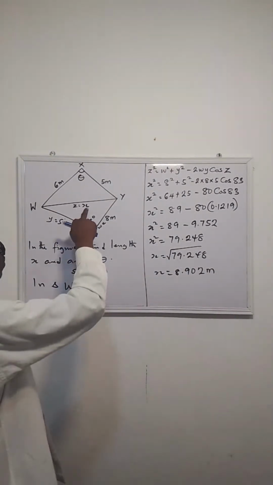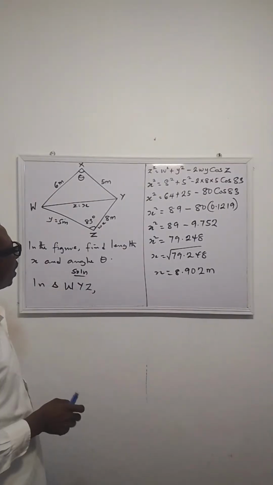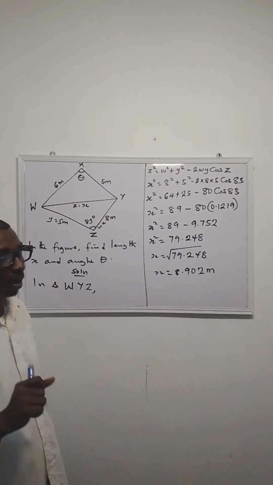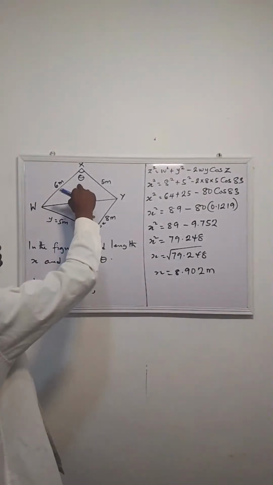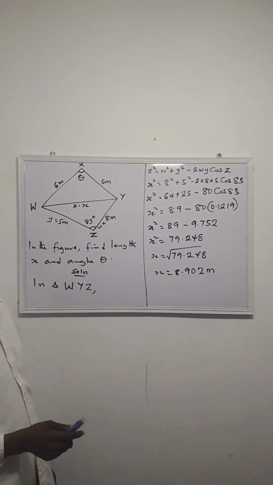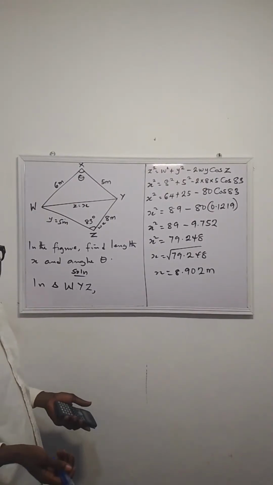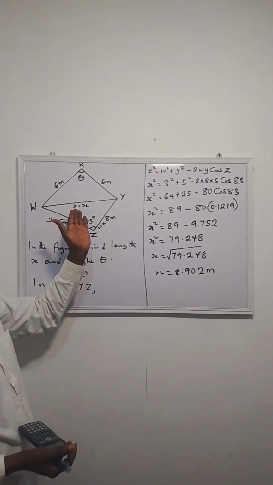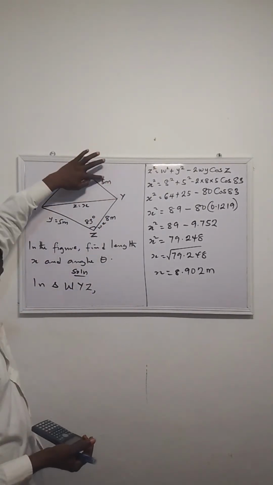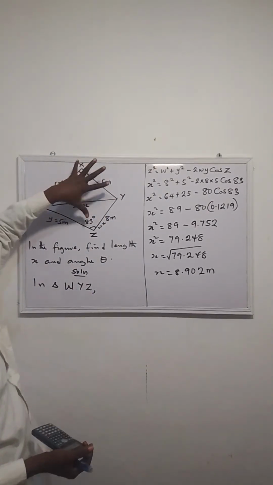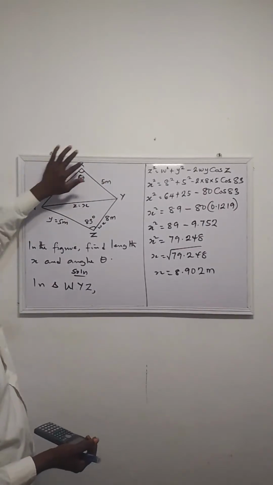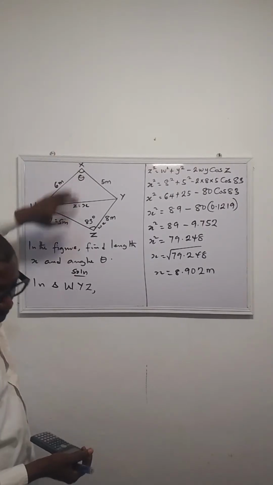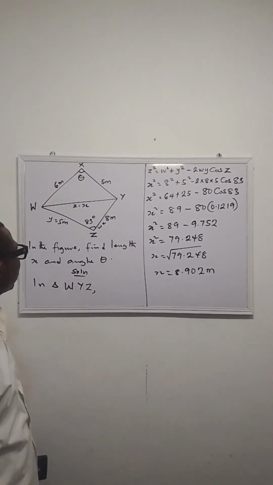Alright, so now we have the value for x. So what is the value for theta? So look at it now. Here I can make use of the cosine rule again because I now have all the sides. I have all the sides, so I can get this angle. Okay, so how do we go about that?